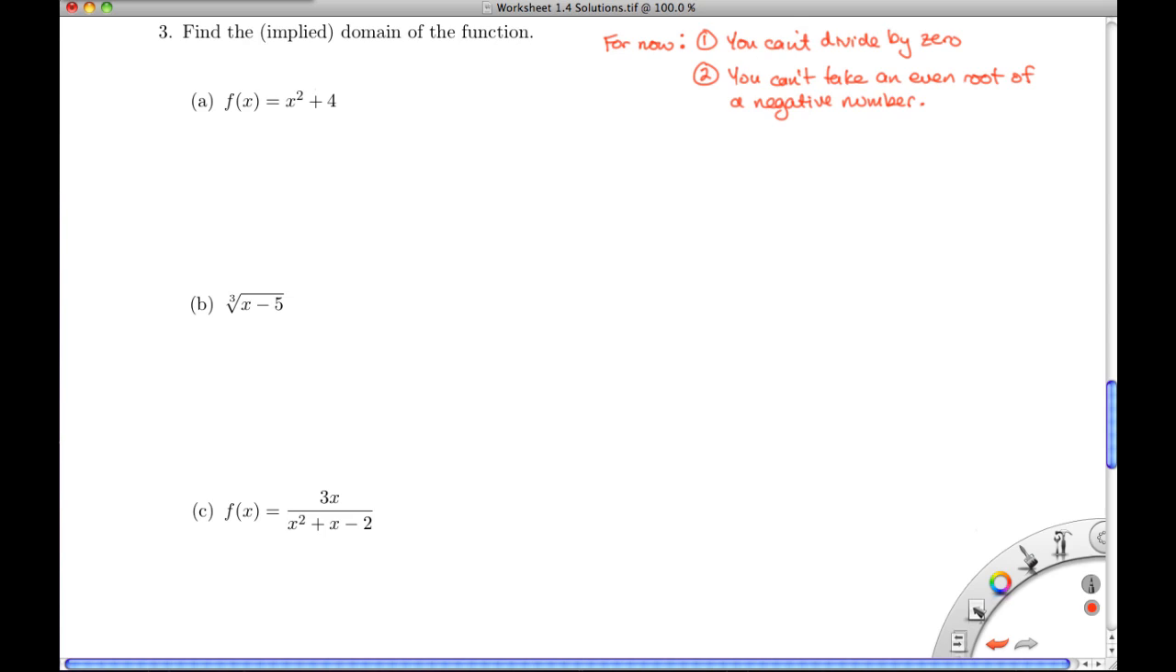Oftentimes it's a little bit easier for us to think about, well, what can't I use, and then get the domain from that. In this particular case, we've got a quadratic. There really aren't any restrictions that we can see in this. We can plug any x value that we wanted to. Any negative number, any positive number, 0, all those work out fine. So in this particular case, there are no restrictions on x.